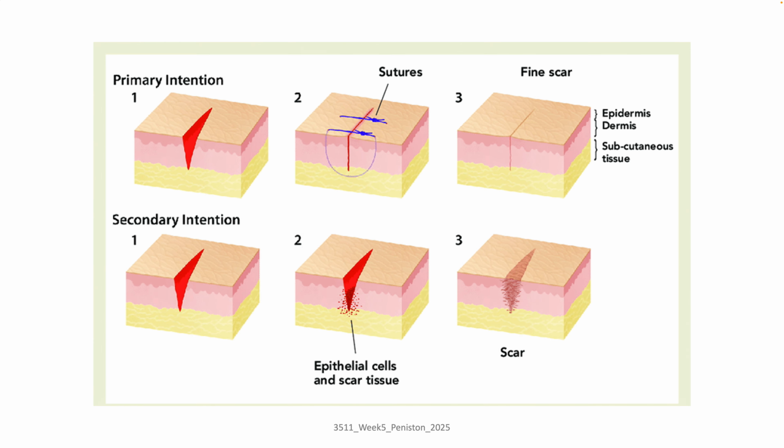So these are an example. The top is primary intention. You see an open wound that's been closed by sutures, and you end up with a fine scar. Whereas with secondary intention, you can see that the wound is left open and it heals from the bottom up, and you will have a scar in that place.